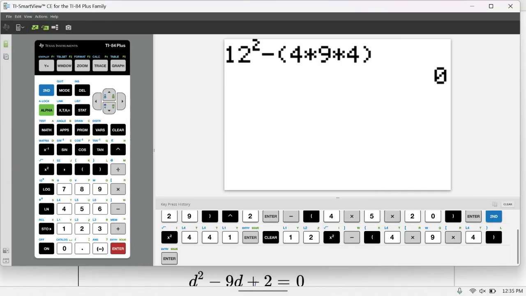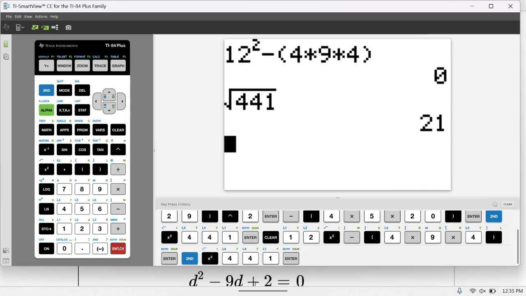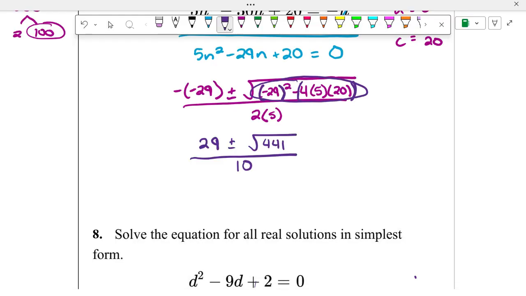So I'm going to check real quick by hitting second and then the x squared key. I'm going to type in 441. Which, look at that. It is a perfect square. It's not a weird decimal. It's just a nice whole number. So I'm going to simplify the square root of 441 to be 21. So it's 29 plus or minus the square root. Nope, not square root. Square root's gone. Plus or minus 21 all over 10.